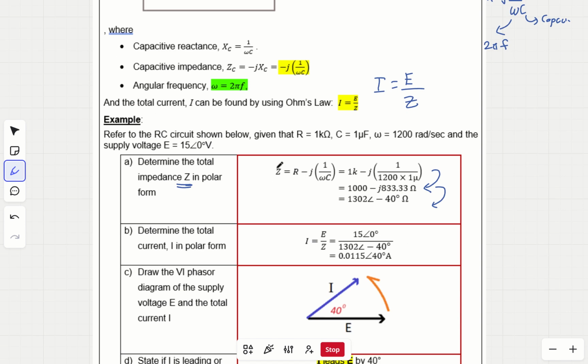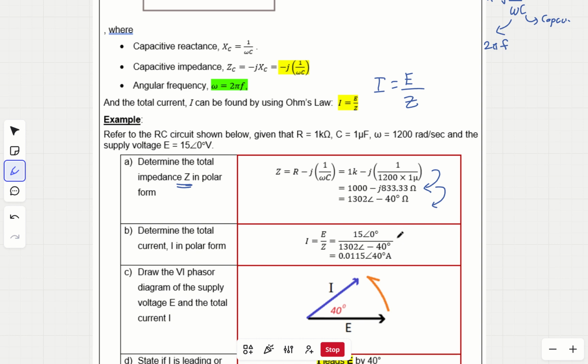Now we have the impedance. The next step is to find the current. Current is just E over Z. So we write the E here. The source is 15 and the angle is 0. And for Z, we write the polar form, 1302, and the angle is minus 40.